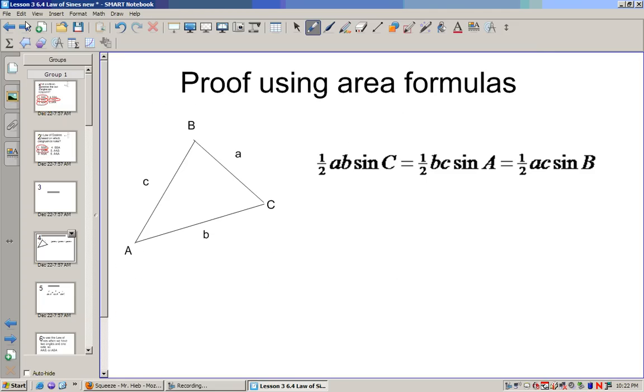Alright, now let's do a proof for the law of sines. If we have this triangle, we can find its area using this angle, and its area equals 1/2 AB sine C. We learned that in our previous lesson. But we could also say area equals 1/2 BC times the sine of A, or area equals 1/2 AC times the sine of B. All of these are equivalent because the area of this triangle is going to be the same regardless of what angle we're choosing. So what I can do to each side of this equation is divide it by 1/2 ABC.